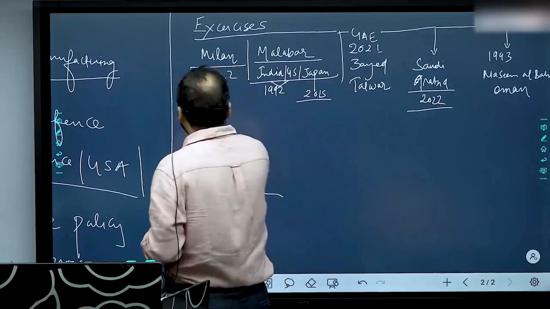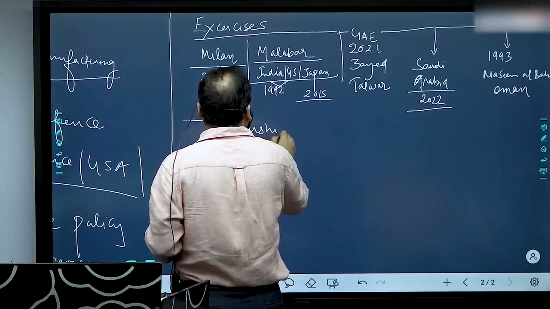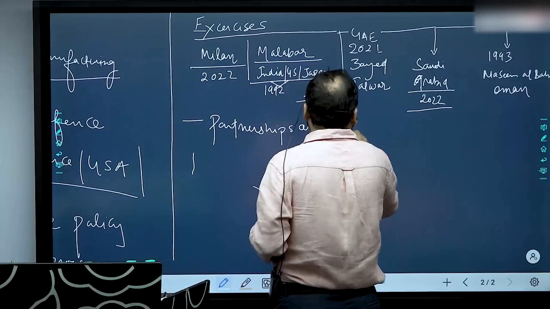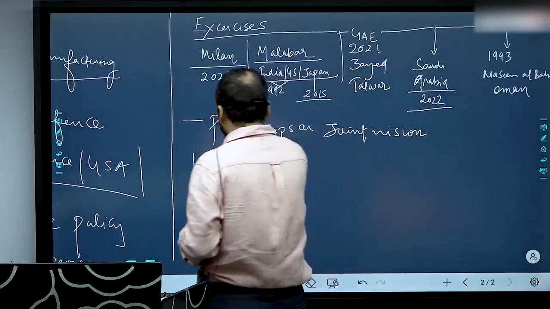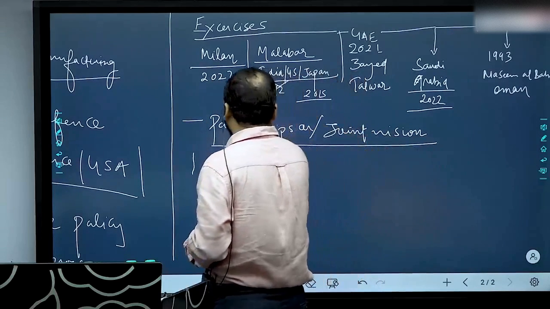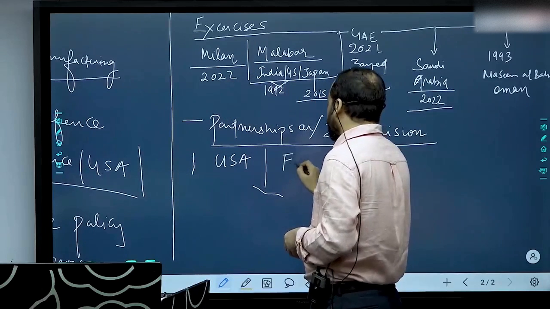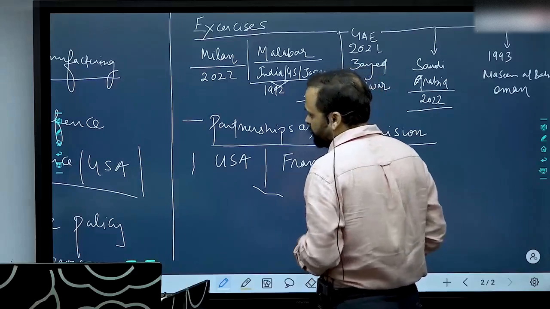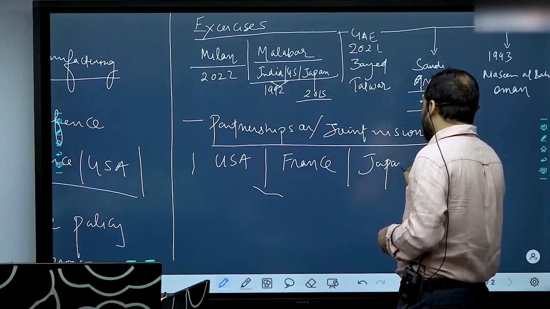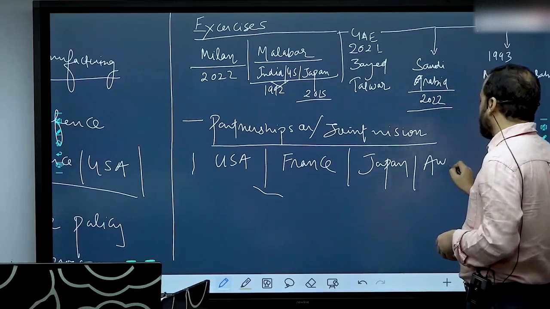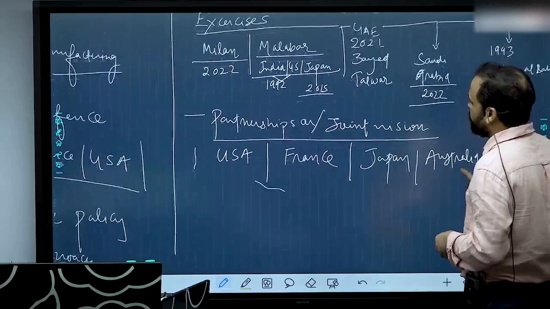Similarly, if you see, we have partnerships or joint vision for cooperation in the Indian Ocean region. So partnership and joint vision with, in our relationship with USA, we have talked about cooperation in the Indian Ocean region. In our cooperation with France, we have talked about cooperation in the Indian Ocean region. In our cooperation with Japan, in our cooperation with Australia, we have talked about partnership or joint vision.